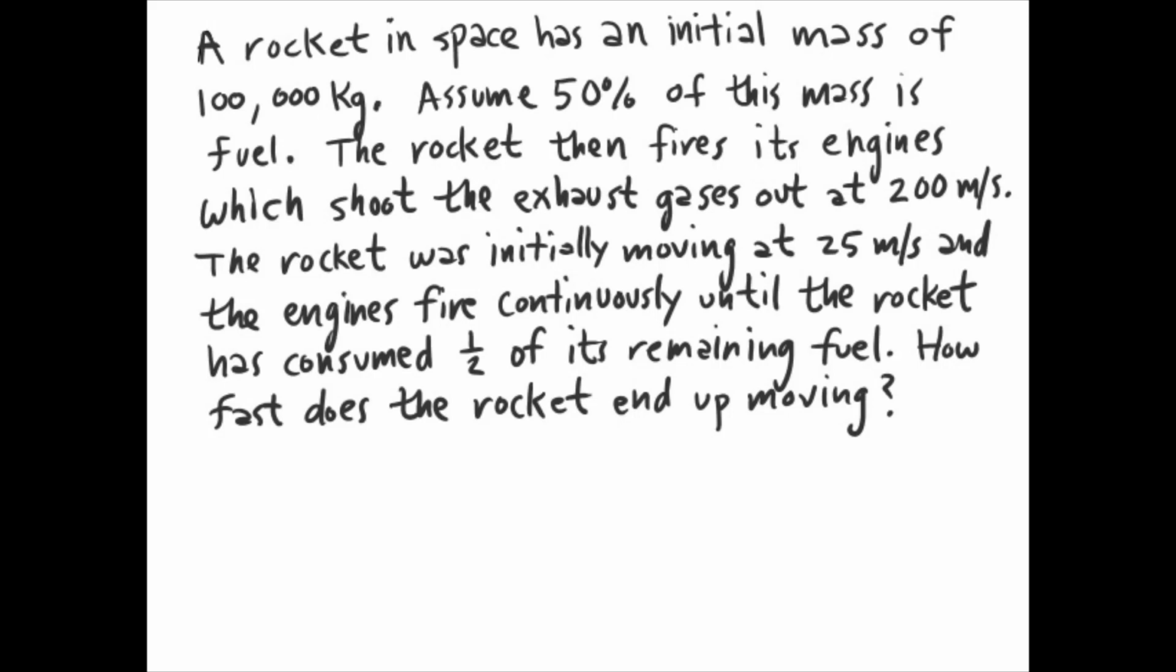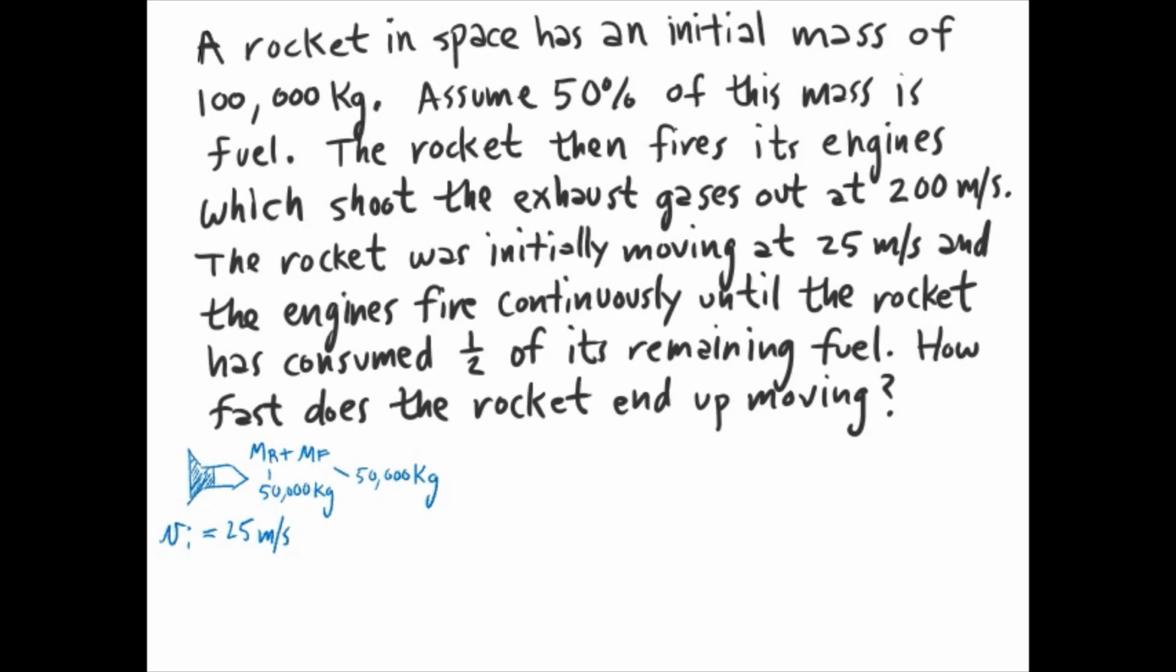Okay, so let's think about this. We've got a rocket, and it's initially moving at 25 meters per second, so v initial is 25 meters per second. We'll assume it's moving to the right. And half of that mass is fuel. So that means the mass of the rocket must be 50,000 kilograms, and then the mass of the fuel must be 50,000 kilograms. Okay, if you're following along in my explanation here.